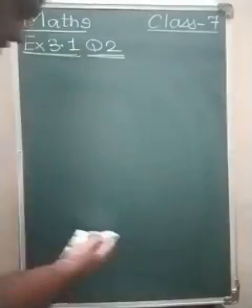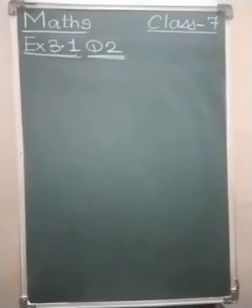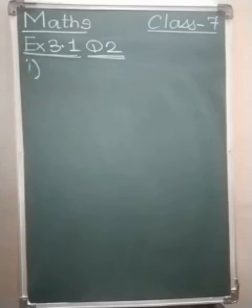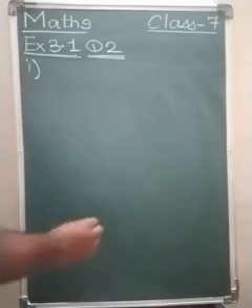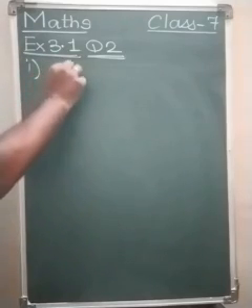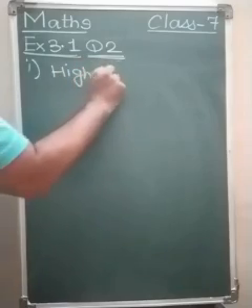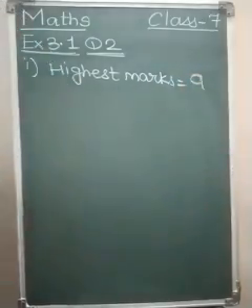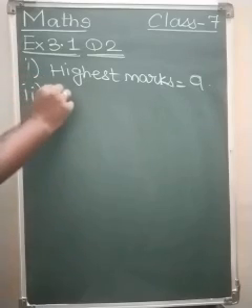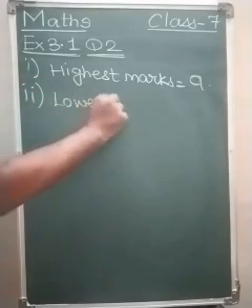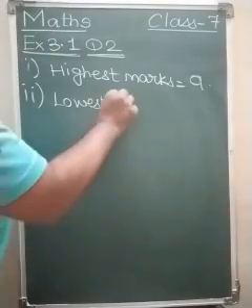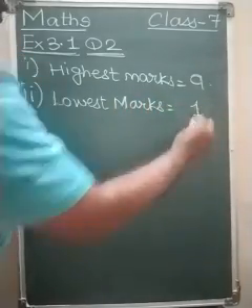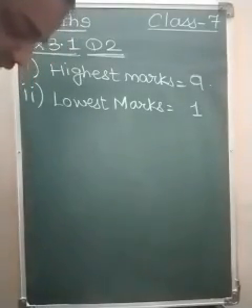Okay, what is the first question? Which number is the highest? Or we can write down highest marks. Highest marks equals 9. First question we have answered. Second question: which number is the lowest marks? Equals 1. Third question: what is the range of the data?